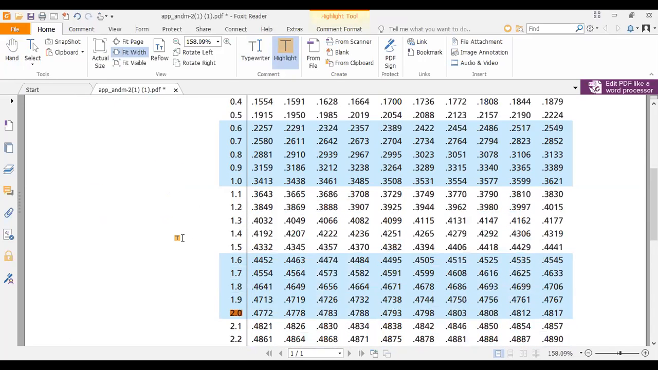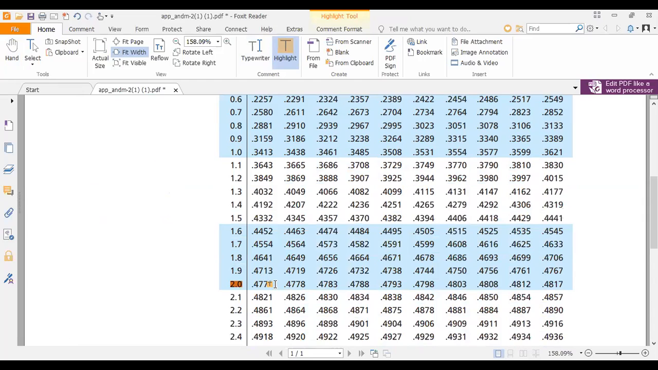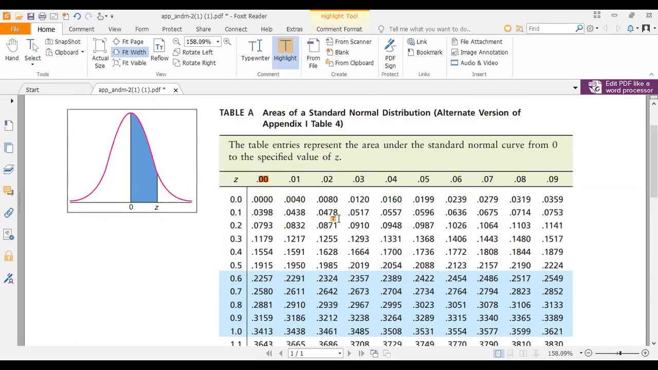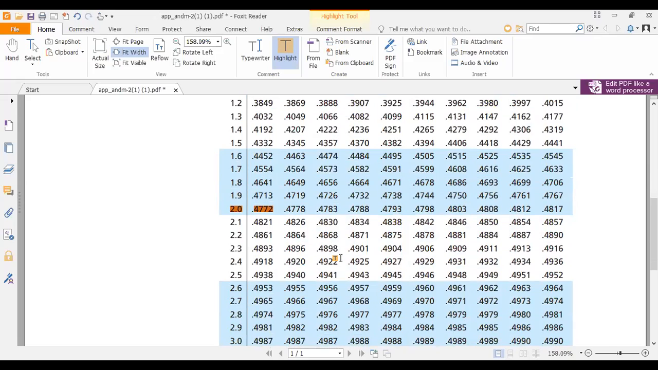Where these two things intersect, we'll get a probability of 0.4772. Now I've already told you that the probability you read from this table is actually from 0 to the z-score. So keep in mind that this figure of 0.4772 is from 0 to the computed z-score.